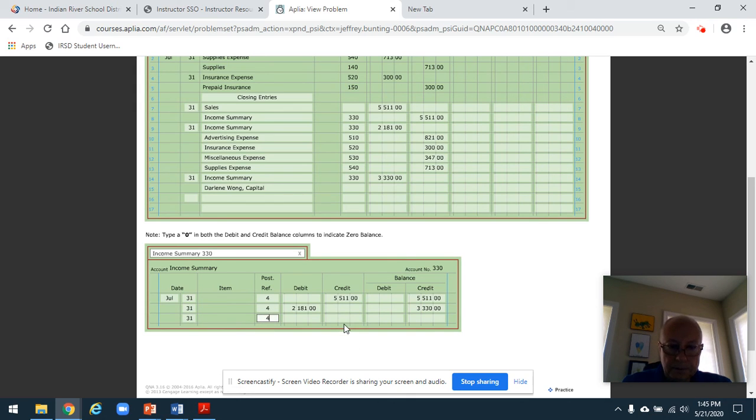So we got to do a credit entry, 3330. So 0, 0. So we make our credit entry here and our debit entry here. And then we make our credit entry here. Okay, Darlene Wong. Let's go to Darlene.